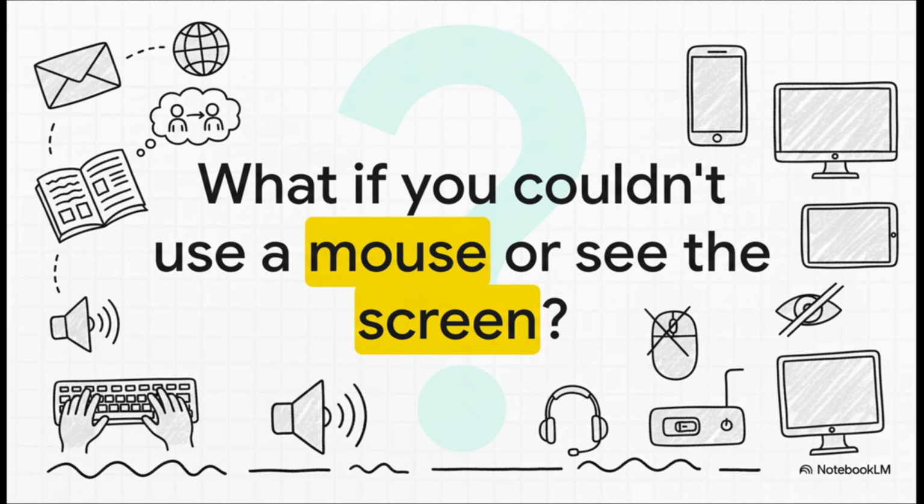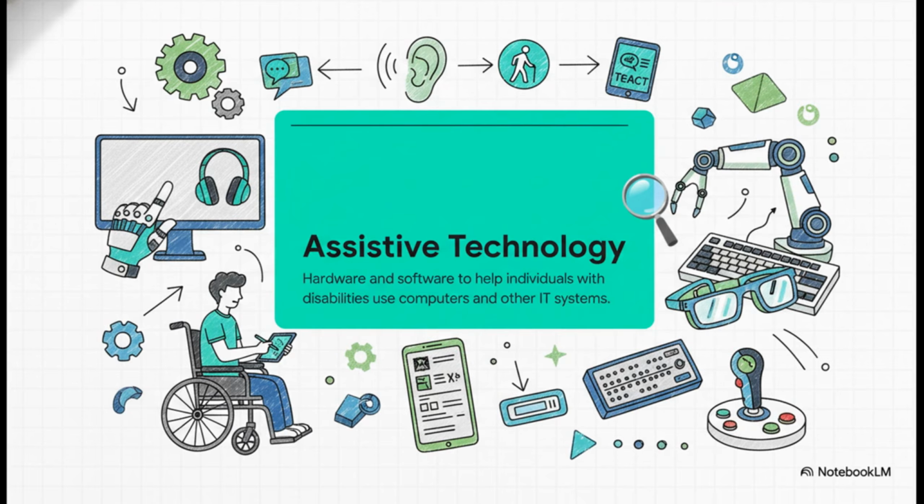Just think about it for a second. What if you couldn't use a mouse or even see your screen? How would you check your email, or read the news, or connect with your friends online? This question really gets to the heart of why digital accessibility is so important. And this is exactly where assistive technology steps in.